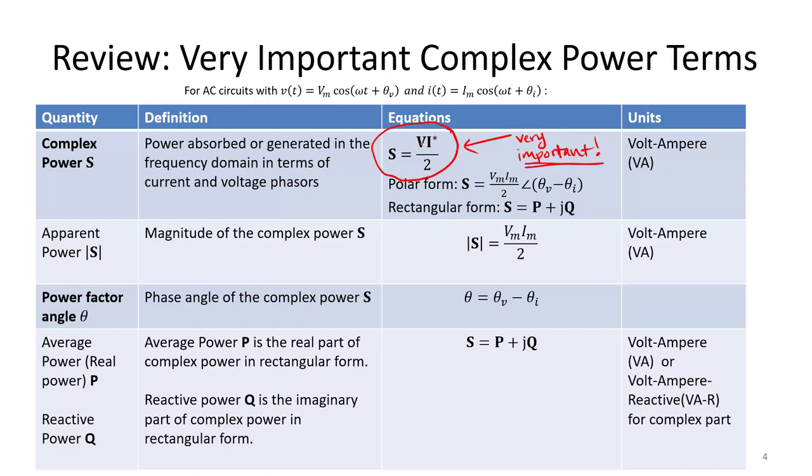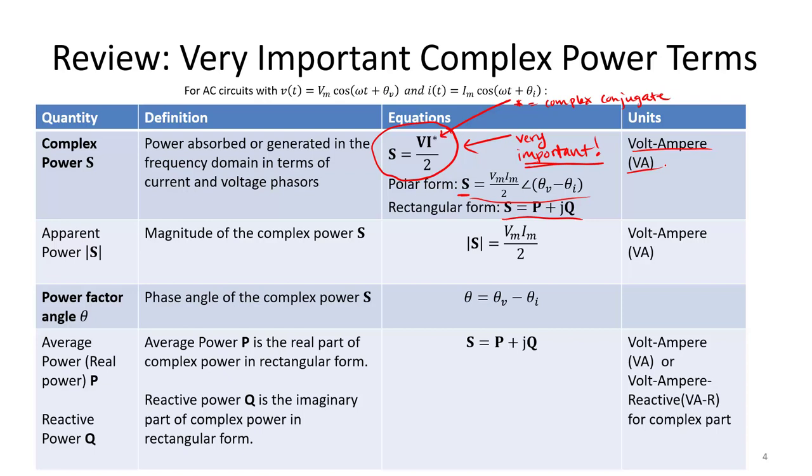So if we take our voltage phasor times the complex conjugate of our current phasor, remember the star here means complex conjugate, take our voltage phasor times complex conjugate of current divided by 2, and we will end up with our complex power. Just like the other numbers we have talked about, since complex power is a complex number, it can be written both in polar form and in rectangular form. And units for complex power are called volt-amperes.